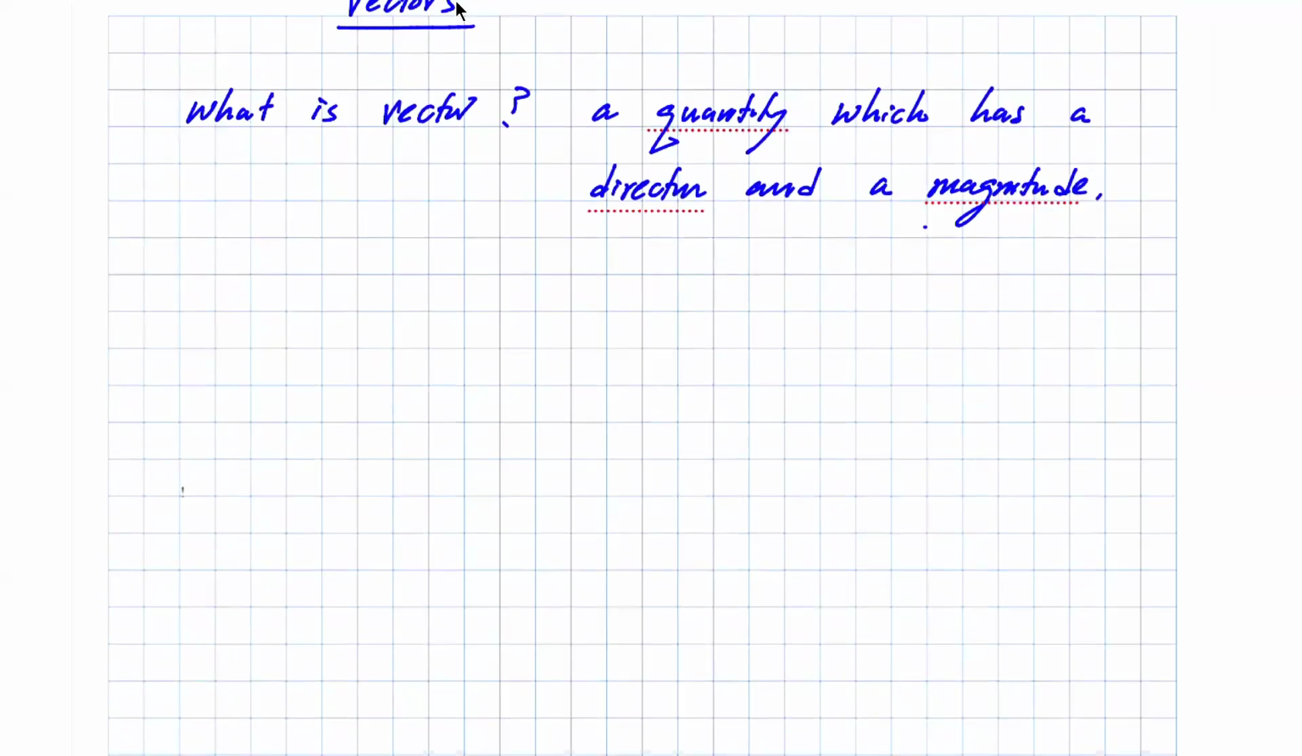Magnitude means size or value, right? So what is a scalar? I'm not going to write that. A scalar is a quantity which has a magnitude only, right? So for example, think about distance, and think about displacement.